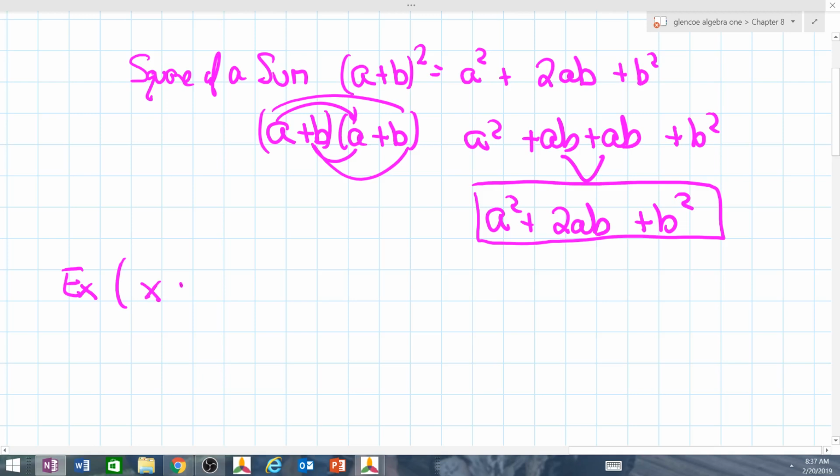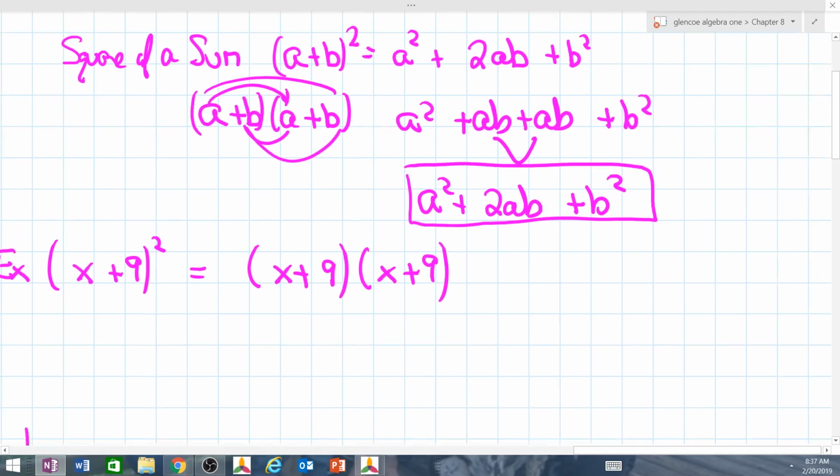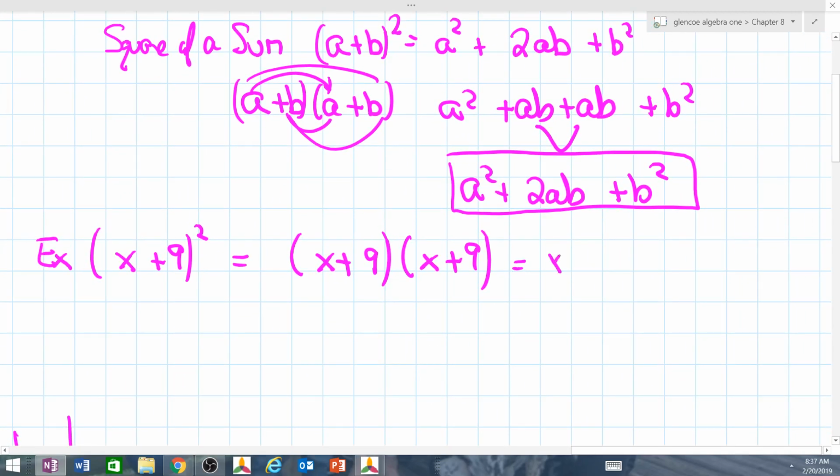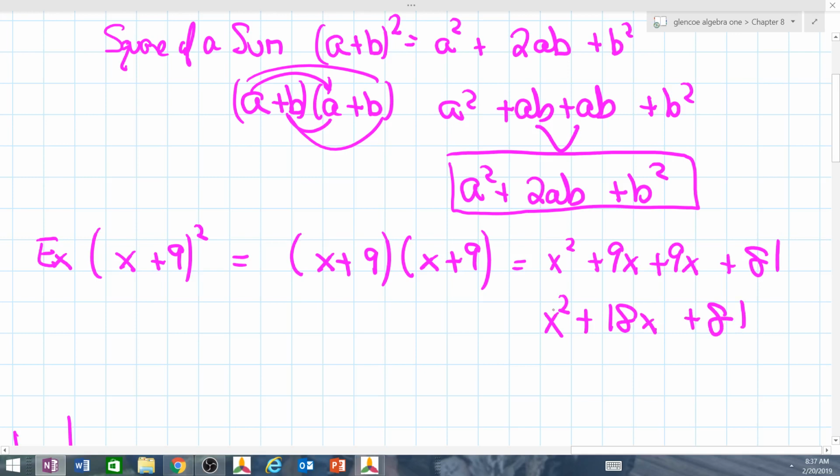So we'll say (x plus 9) quantity squared. (X plus 9) quantity squared means x plus 9 times x plus 9. And whether you want to FOIL it or vertically multiply it is totally up to you. And you would get x squared plus 9x plus another 9x plus 81, or x squared plus 18x plus 81. Is everyone with me? All right.